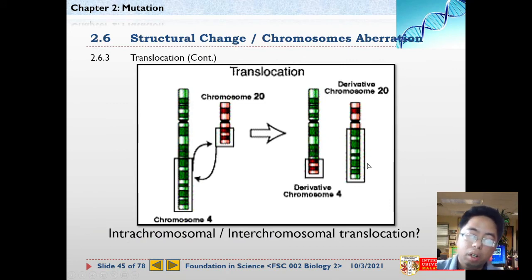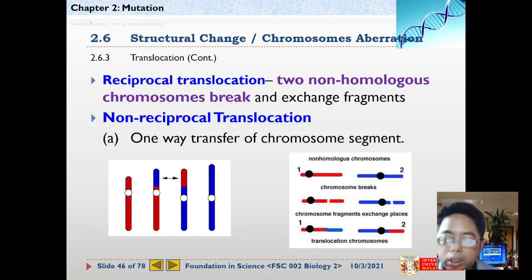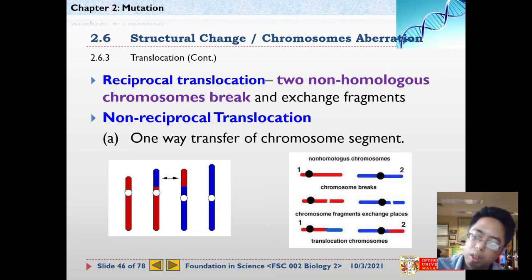So here, chromosome 4 and chromosome 20, right? Chromosome 4 is really long, chromosome 20 is really short, and they exchange their segments. So now you have chromosome 4 with a part of chromosome 20 and chromosome 20 with a large part of chromosome 4. Reciprocal translocation is when the two chromosomes break and exchange fragments. It means that each one of them loses and gains a new segment. Kind of balanced, right? Non-reciprocal is not balanced because one will lose its segment and the other gains a segment. So it is not balanced. It's a one-way transfer of a chromosomal segment.